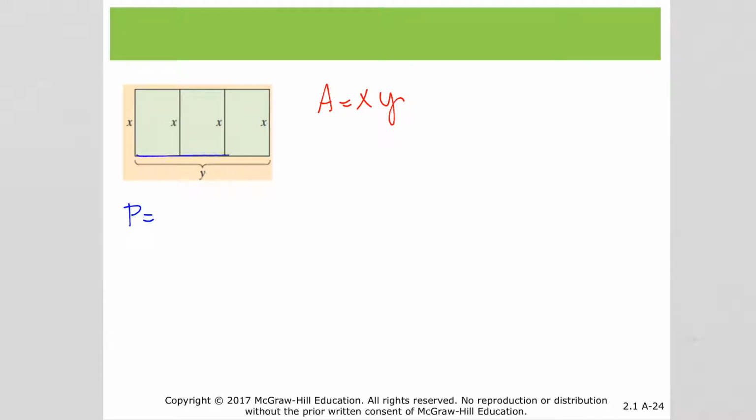So we've got y and y, so that's 2y, plus we've got 1, 2, 3, 4 x's. And that gives us what, again, we're going to call the perimeter. And the perimeter, we were told they have 200 feet of fencing. So what we're going to do is solve for y.